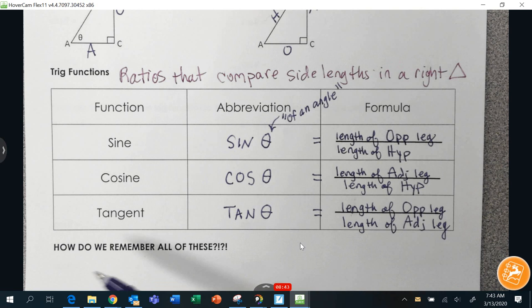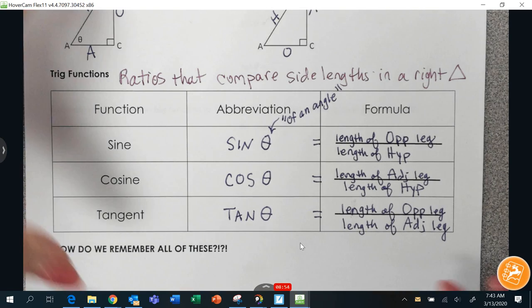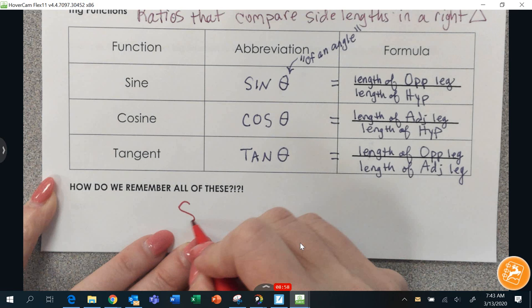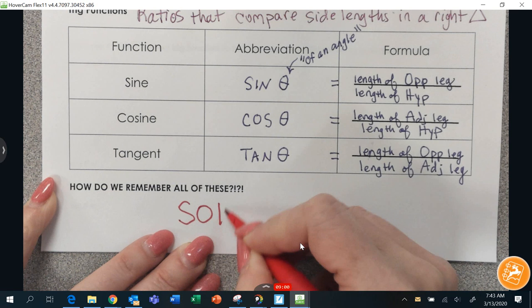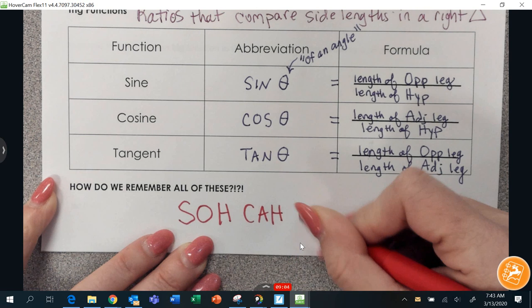So the next question is, how do we remember all of these? There is a cute little saying to help you remember all of these. The saying is SOHCAHTOA.